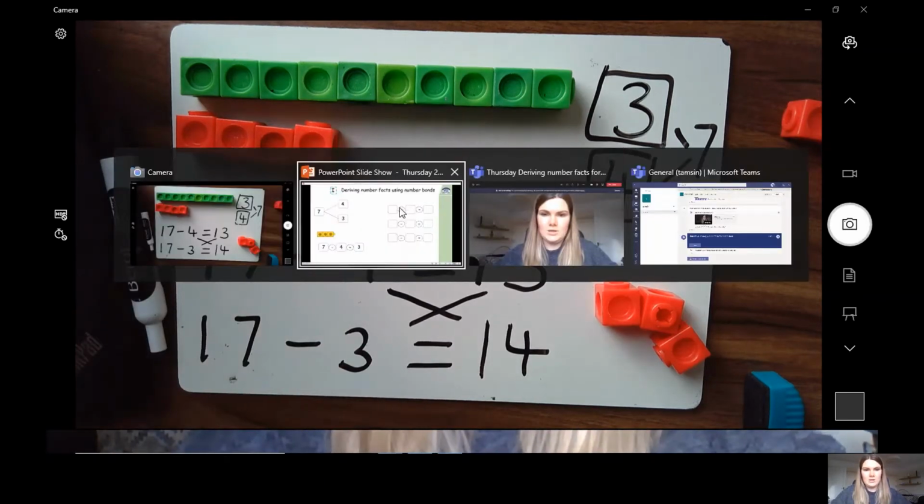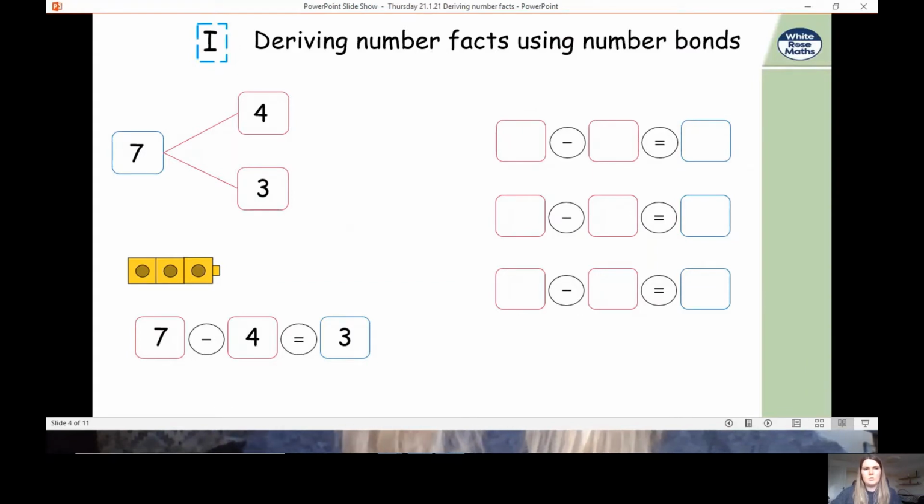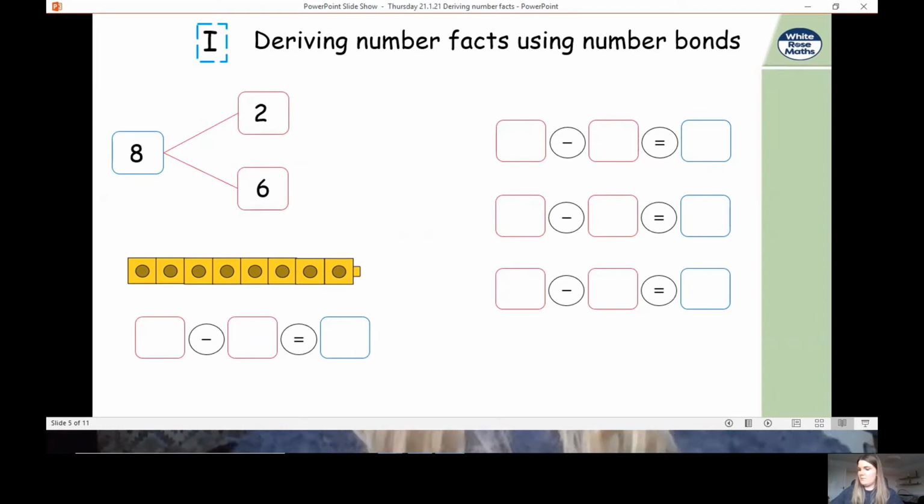Let's see that in action. So we used our number bond to 7 to help us solve the subtraction. We found that 7 minus 3 was 4. And when we used our teen numbers and made it 17, we found that 17 take away 4 became 13, and 17 take away 3 was 14. By switching the parts of the equation round and using our number bond knowledge, we were able to subtract without counting. Let's have another go.